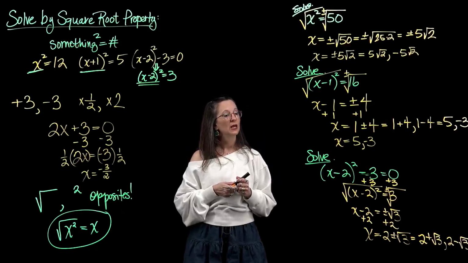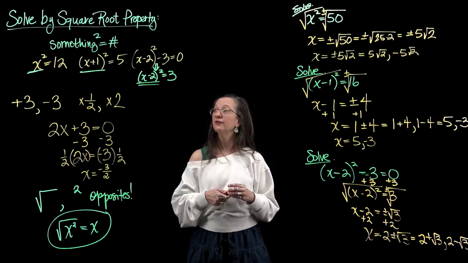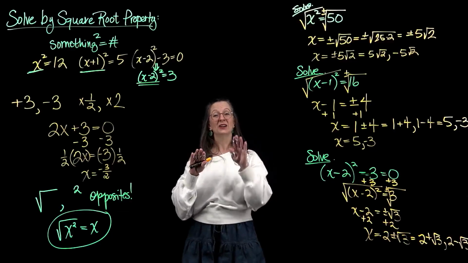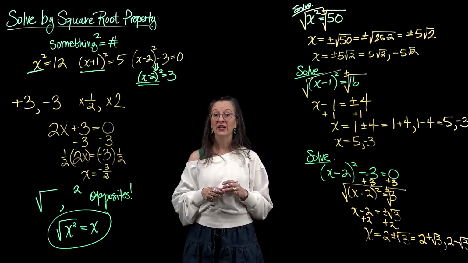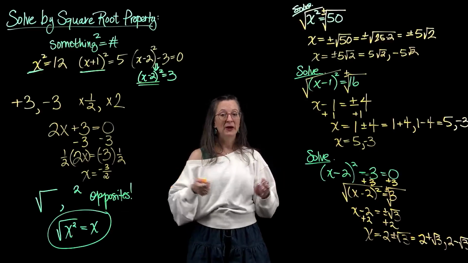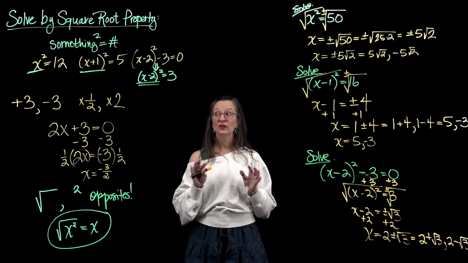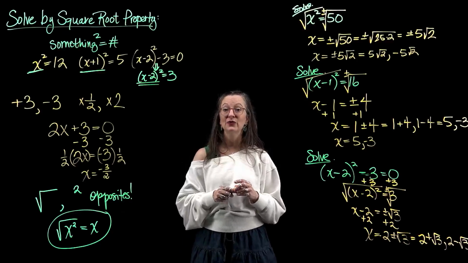Okay. Keep an eye out for this form, because if you have a quadratic equation to solve in the form something squared equals a number, square root property is a really straightforward way to solve that question. It doesn't work all the time, but when it does, it's pretty quick. My last video on solving quadratics will be quadratic formula, so stay tuned for that one.